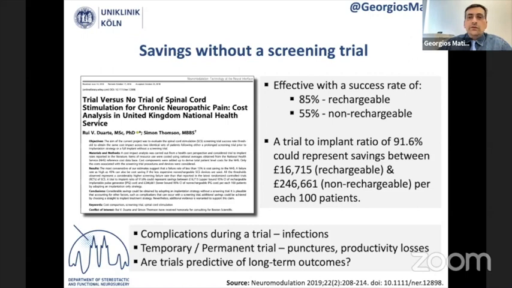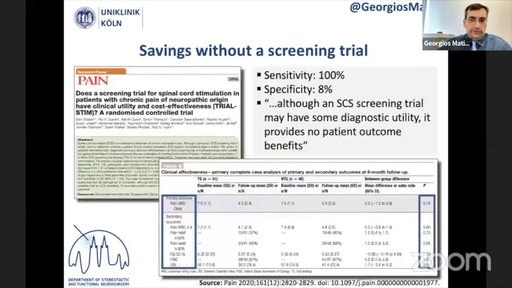And they showed that if the success rate of a trial, when we are using rechargeable systems with batteries, is 85% or more, or 55% if we're using non-rechargeable systems, then it is effective not to do a screening trial. And the colleagues are saying that if we do the trial, we could have more infections, we could have more punctures, productivity losses. And the main question is, are trials really predictive of long-term outcomes? To be honest, I would always do a trial. It doesn't matter if I have 10 different waveforms, I would also do a trial. But this is another trait in specific countries, we should respect it.